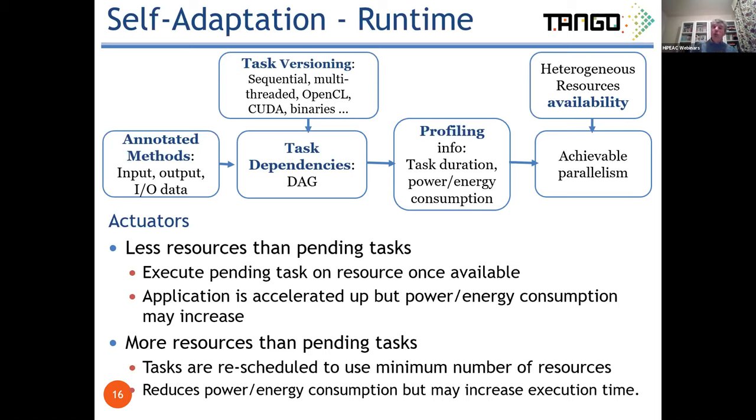So there are basically two actuators for your self-adaptation manager. You can have fewer resources than pending tasks. In this case, you execute the pending task on the resource when it becomes available. The application is certainly accelerated, but power and/or energy consumption may increase. You could take the second actuator, where more resources are available than pending tasks. Then you can reschedule the tasks to use the minimum number of resources and potentially reduce the power consumption or the energy consumption. Again, this may lead to an increase in your execution time.